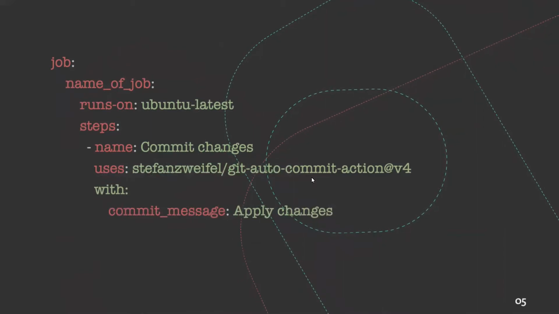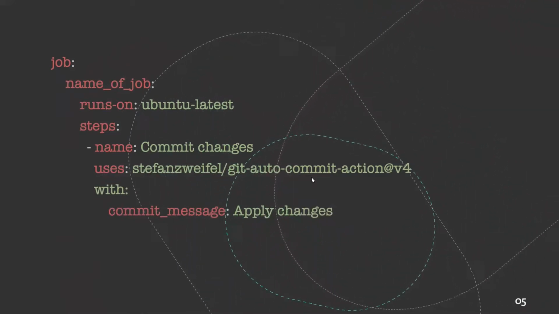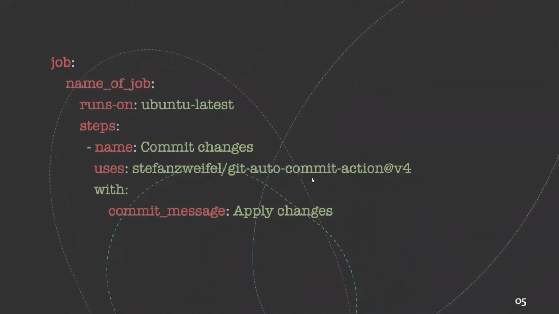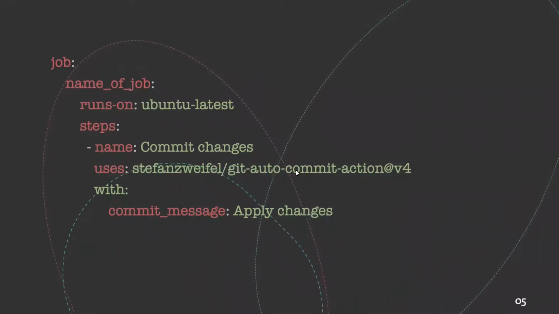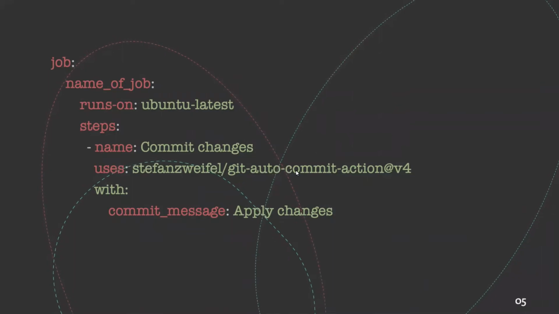They have some sort of configuration file, they have an entry point or an action handler, and then they run some scripts or some lines of code, and they do actions. So in this case, it's git auto commit, so it's committing stuff to the Git repository. The previous one, the checkout one, is just checking out the repository.